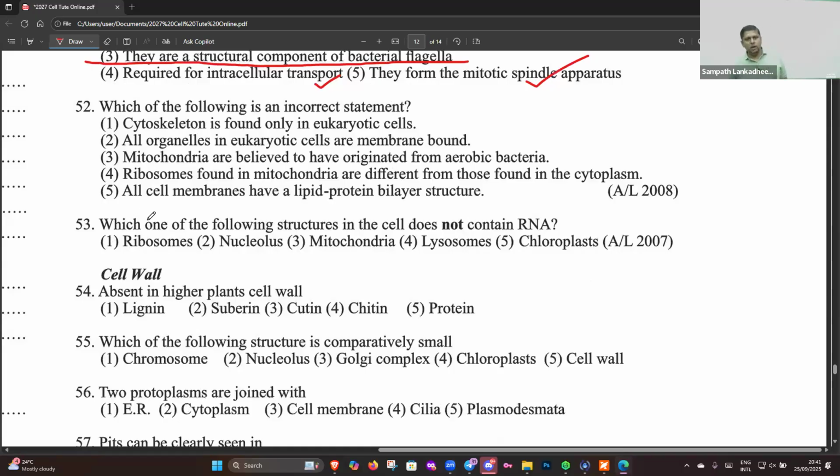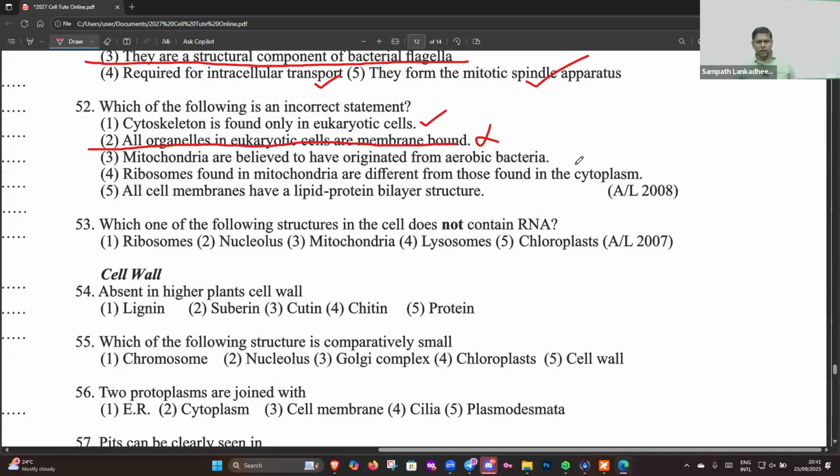Question number 52. Which of the following is an incorrect statement? Cytoskeleton is found only in eukaryotic cells. Yeah. All organelles in eukaryotic cells are membrane bounded. No. That's wrong. We can't accept this one.